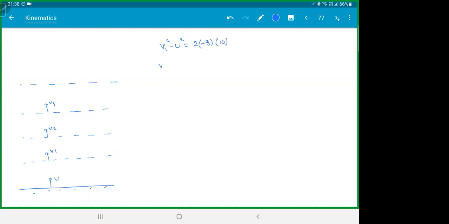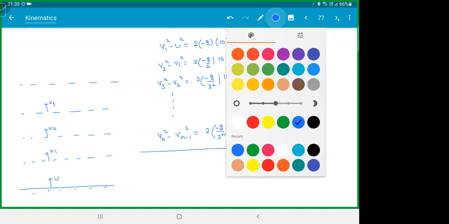For the second region, you'll get v2 square minus v1 square is 2 into minus g by 2 into 10. For the third region, v3 square minus v2 square is 2 into minus g by 2 square into 10. So on, vn square minus v(n-1) square will be 2 into minus g by 2 power n minus 1 into 10, so on.